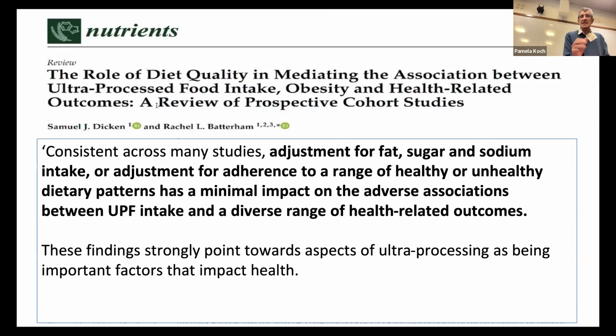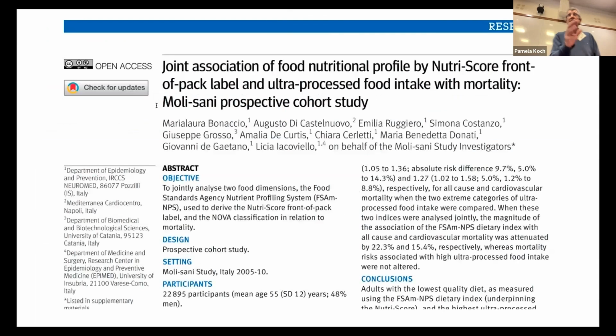Consistent across many studies, adjustment for fat, sugar, sodium intake, or adjustment for adherence to a range of healthy or unhealthy dietary patterns has a minimal impact on the adverse association between UPF and a diverse range of health-related outcomes. So in sum, there is more than nutrients and more than displacement of healthy foods. And this Italian study did a still more interesting study to respond to this question. I mean, is ultra-processed food just a matter of eating too much sodium, saturated fat, etc., or is there more than that?